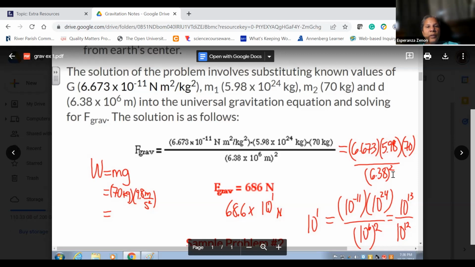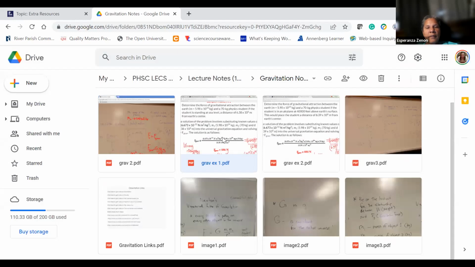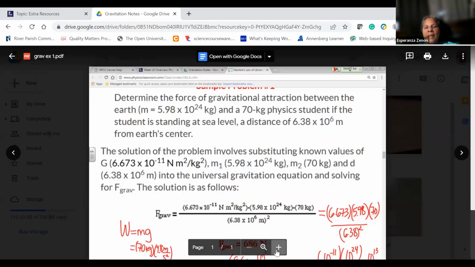So when this student is standing on the Earth at sea level, the gravitation formula and the weight formula give you the same value. Why? Because weight is the force of attraction between an object and the Earth, in this case, the 70 kilogram physics student. So they're equivalent. That's because the student is standing on the planet. Let's look at an example where, so before I go forward, does that make sense to you?